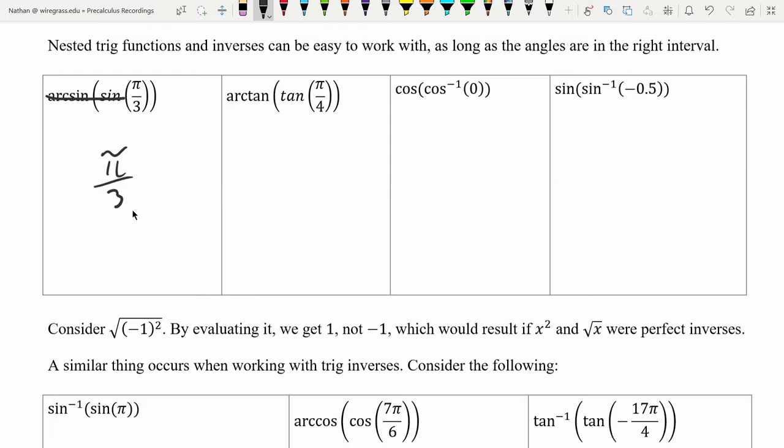Our arctangent is within the angle negative pi over 2 to pi over 2, just like sine. And pi over 4 is within that angle. So these actually just end up canceling and give us pi over 4.